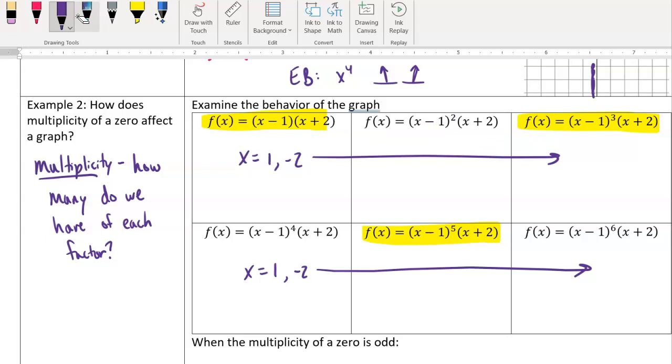Because again, who wants to write down, when we get down to this one, x minus 1 to the 5th power, five times when we already know that that zero is going to be the same for each of those? That zero is going to be where x is 1. So we only have to list it once. So let's look at the graphs where the multiplicity is odd, and see what those look like.